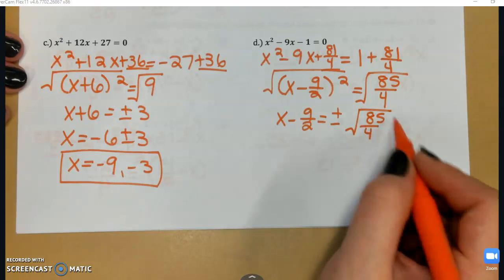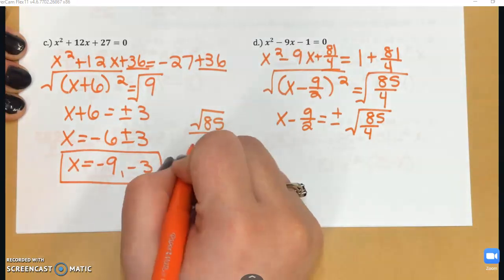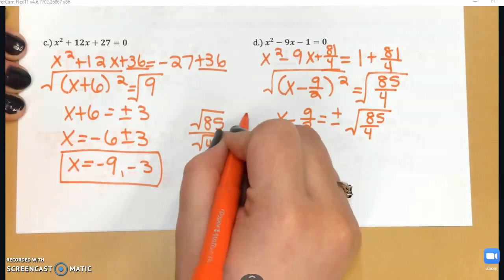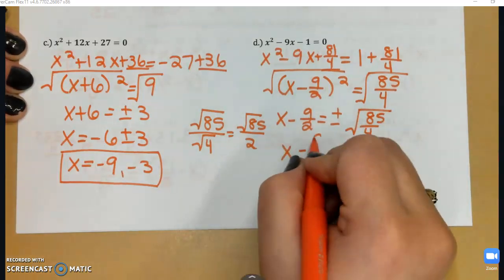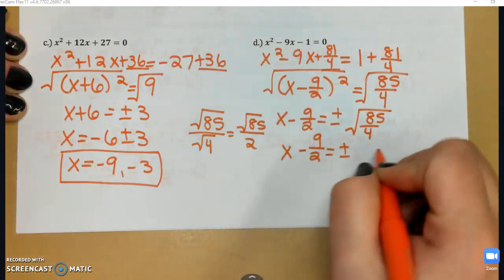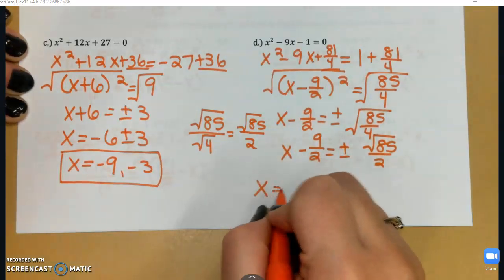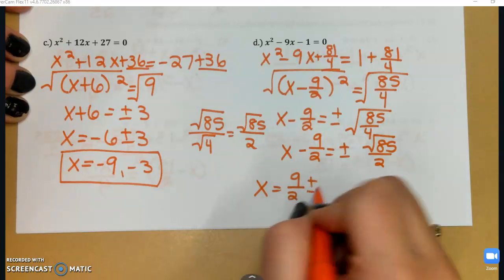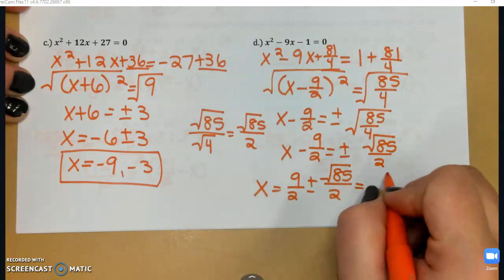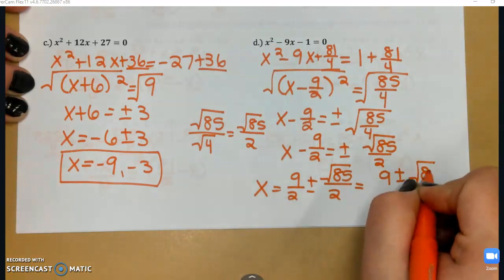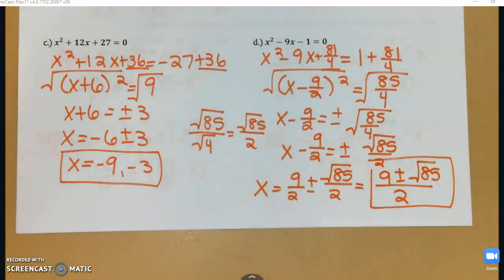a perfect square. And when I have a fraction inside my radical, I can actually rewrite it as a radical divided by a radical, and I can reduce my denominator. So this is going to be x minus 9 over 2 equals plus or minus the square root of 85 over 2. And when I move the 9 over 2 over, I can leave this as two separate fractions, or because they have the same denominator, I can rewrite it as a single fraction. Either of those is correct.